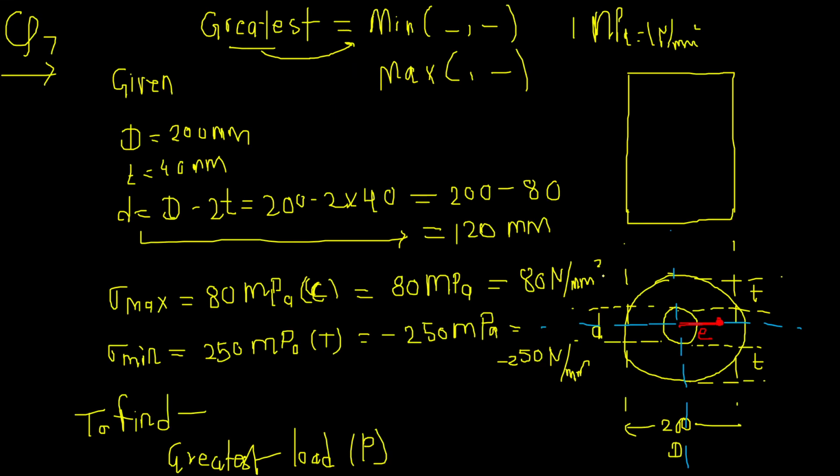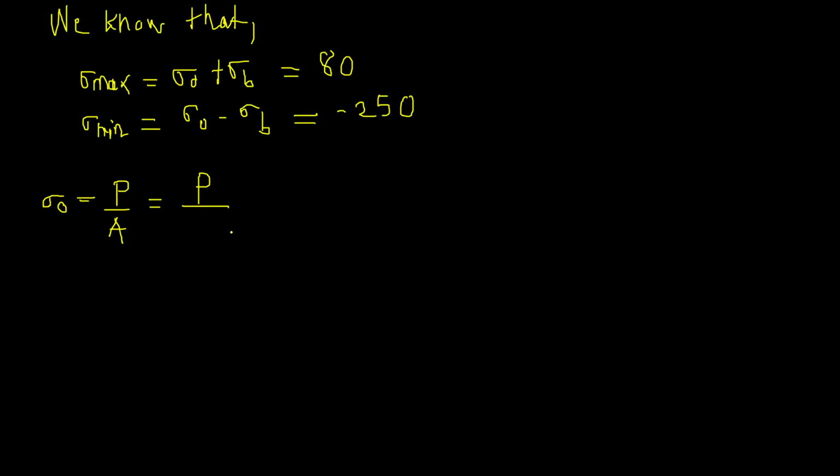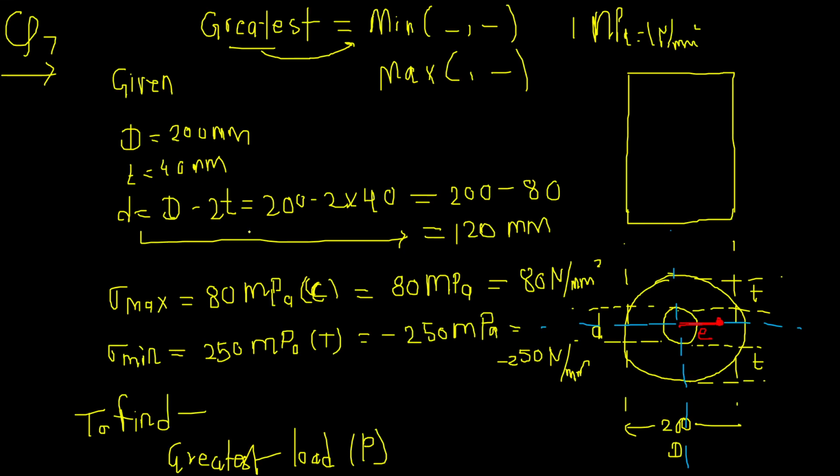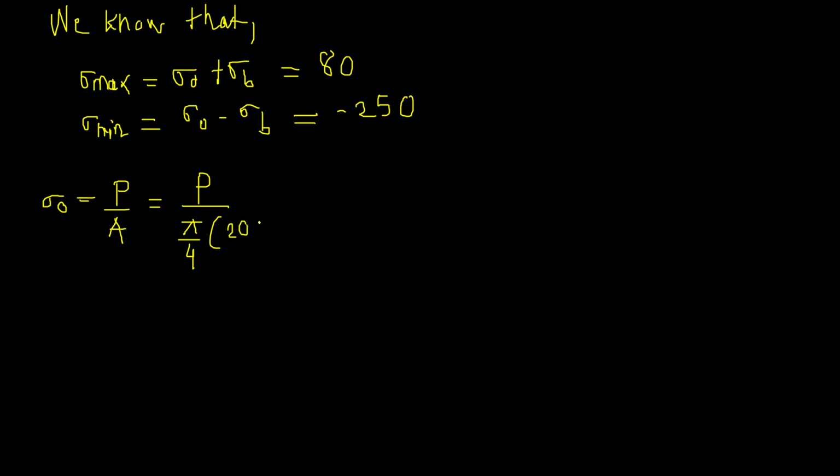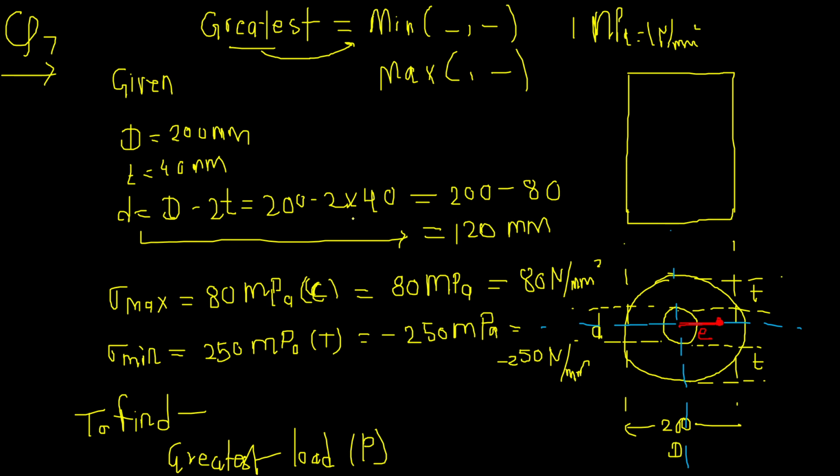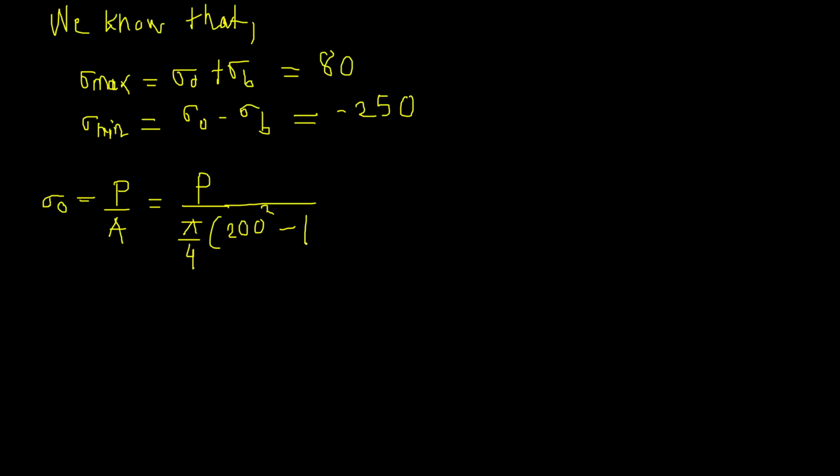Now this is a hollow section. Okay, this is a hollow section. So for hollow साठी outer area minus inner area, pi by 4 into capital D square minus small d square. Capital D किती आहे, 200 square minus small d is 120 mm. Capital D minus small d square. Okay, so now this is the condition number 1.